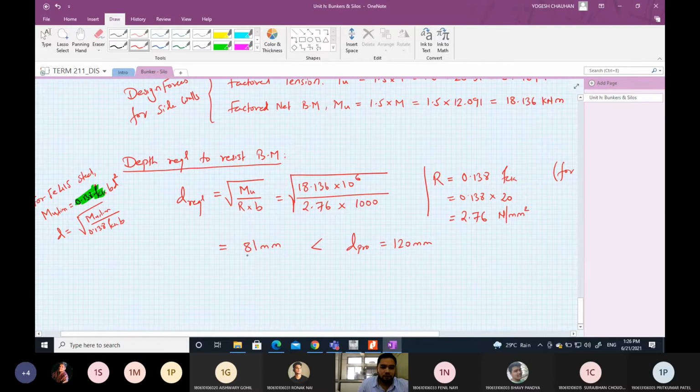Now let us find the reinforcements required to resist the direct tension as well as to resist the bending moment. So reinforcements required to resist bending moment.